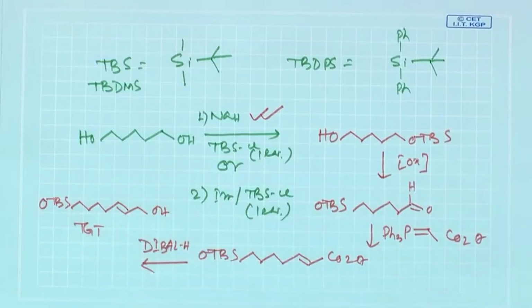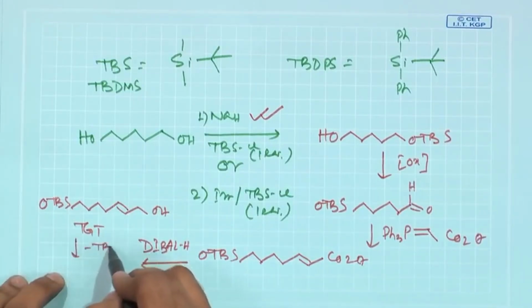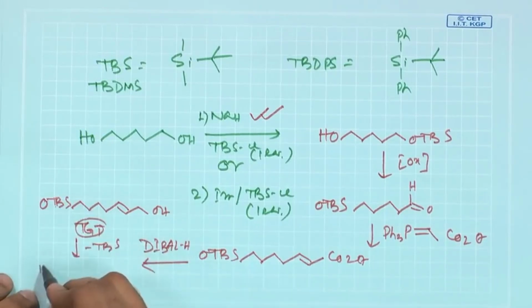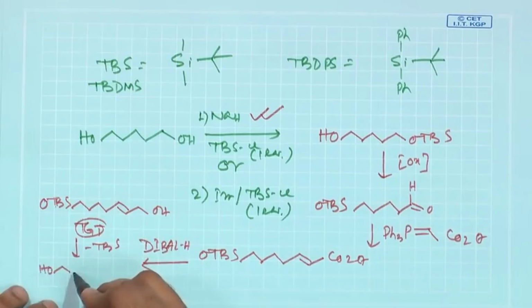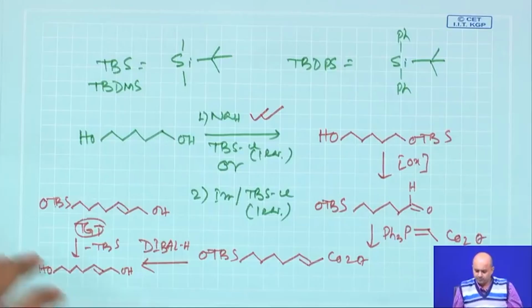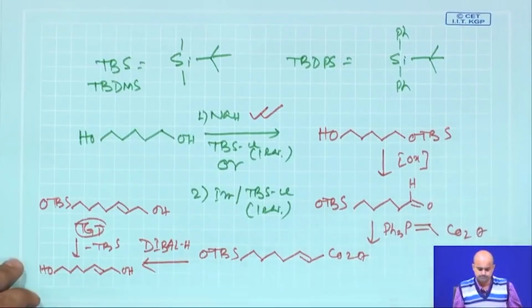So, here basically you use this and then you just remove the TBS group. Sorry, this is not the target molecule, you have to remove the TBS group to get your target molecule. So, your target molecule is this. So, in synthetic experience, if you have similar kinds of functional groups whose chemical reactivities are almost similar, you need to mask one of the functional groups through a suitable protecting reagent.